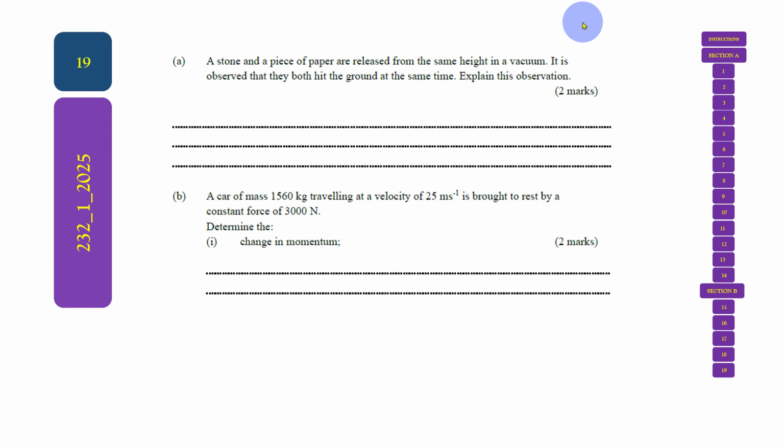So let's look at question 19. Question 19, what does it state? A stone and a piece of paper are released from the same height in a vacuum. It is observed that they both hit the ground at the same time. Explain this observation.